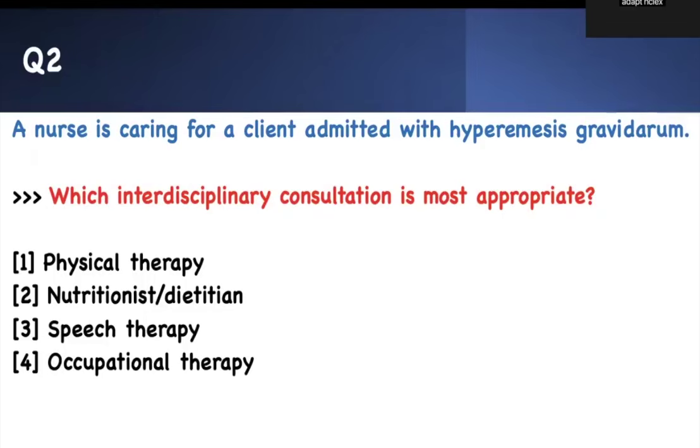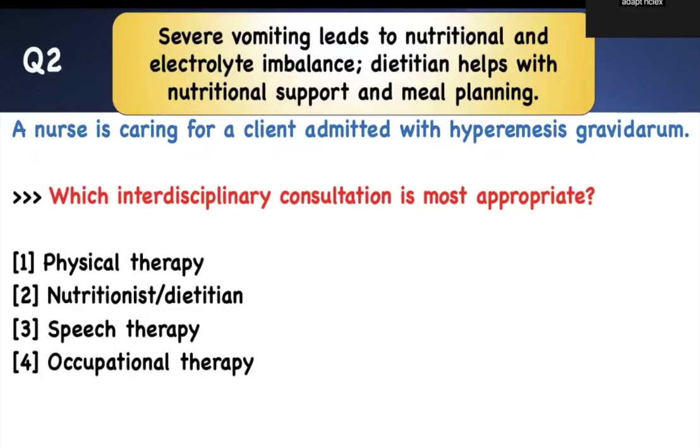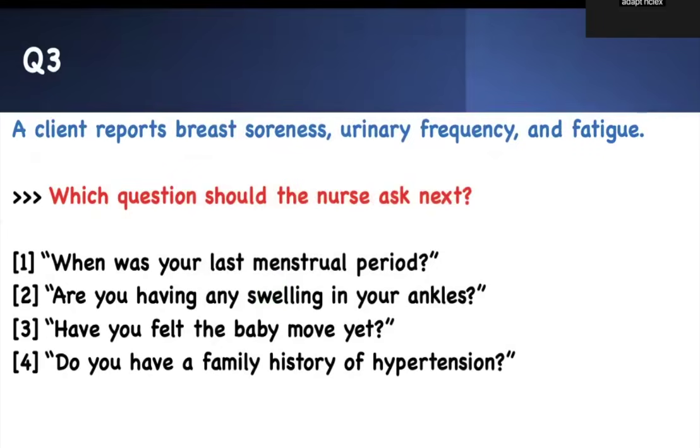Occupational therapy, speech therapy, nutritionist, or physical therapy? You know the content. You know the patient can walk and can do all the skills they need, so they don't need physical therapy or occupational therapy. Now you're left with nutrition and speech. Speech is usually for a swallowing problem, and this patient does not have one. They need to eat certain foods so that they don't have nausea and vomit. Therefore, the dietitian is the best person to call. Severe vomiting leads to nutritional and electrolyte imbalance. So what does the dietitian help with? Nutritional support and meal planning. They are the best people.